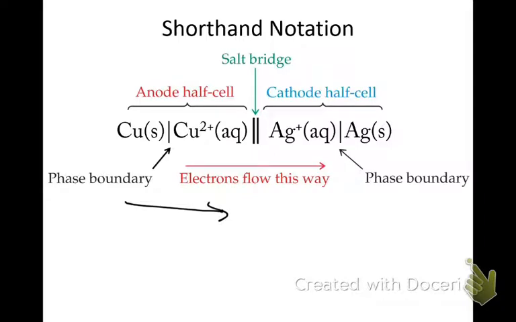Then we represent the salt bridge with two vertical double lines, so a vertical double line, there we go. And then the cathode half cell is on the right, where we show the ions, vertical line for phase boundary, and then the solid. And so this helps us to see, instead of having to sort through what's a reactant and what's a product, here's what's happening, reactants, products in the anode, here's what's happening in the cathode, reactants, products.